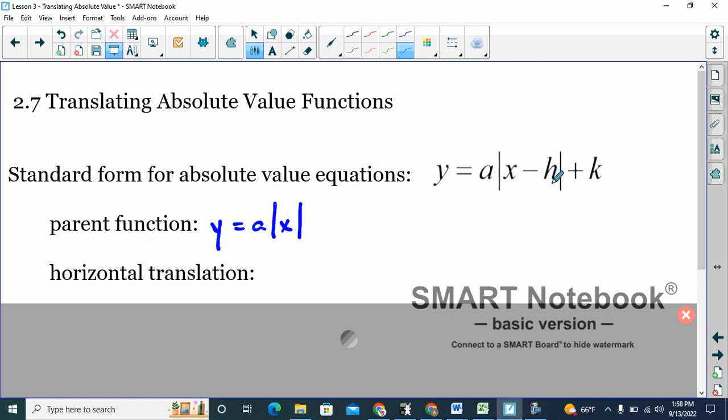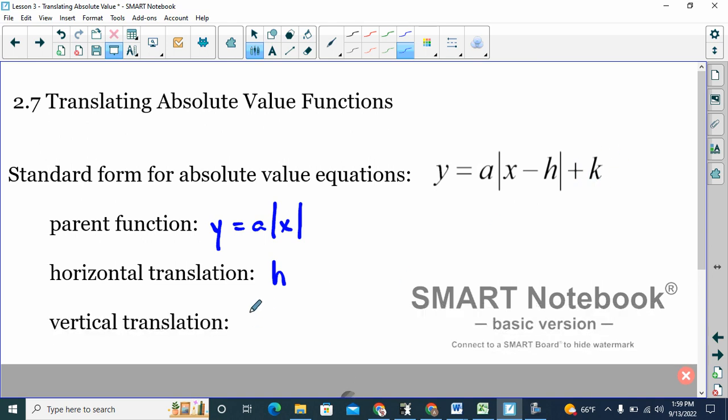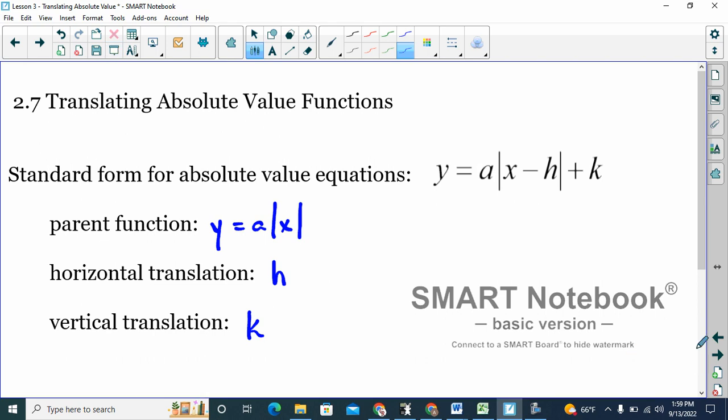Our horizontal translation, remember, is whatever's next to the x, which is an h. And the vertical translation is always whatever's added or subtracted from the end, which is the k. You can only translate the absolute value function if it's in the standard form. It's going to be faster than the way that we previously learned.